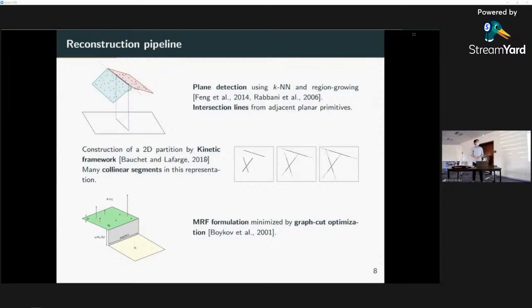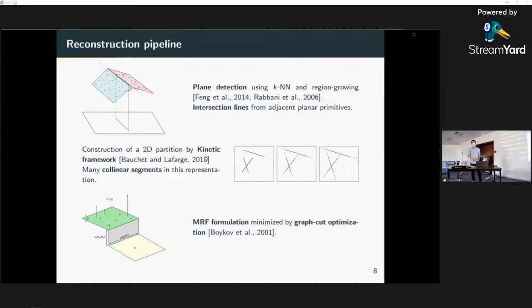With this idea, I'll quickly summarize a reconstruction pipeline we've used. In the first step, from this set of points, we use the nearest neighbor and a region growing approach to detect planes in the set of points. Because we're using a nearest neighbor, we have adjacency information between planar primitives, and therefore we can compute intersection lines of adjacent planes. We can restrict those intersection lines around the set of points to get 3D segments, which we then project into 2D.